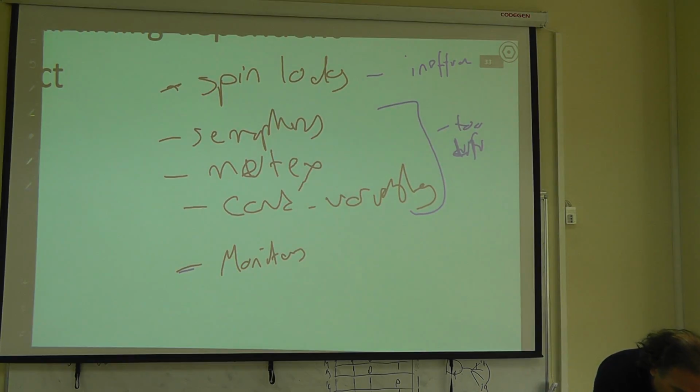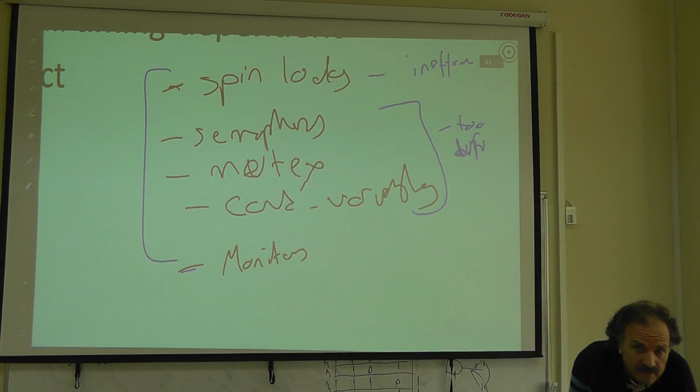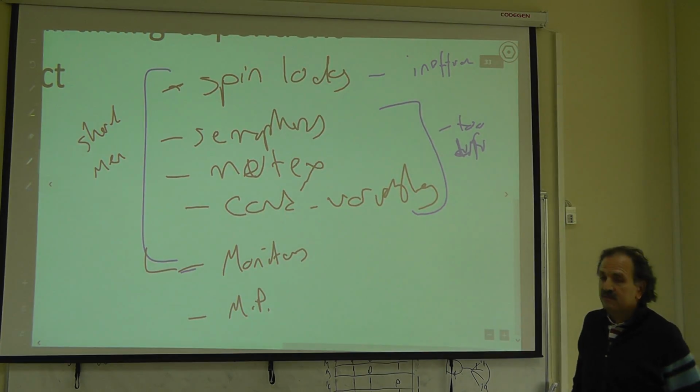So what is the problem with all of these, including monitors? Spin locks, semaphores, mutexes, condition variables, and monitors? They work only on the same machine. Yeah, shared memory. They work with shared memory. So for this we have message passing. That's what we did for the last 2 weeks, I guess.